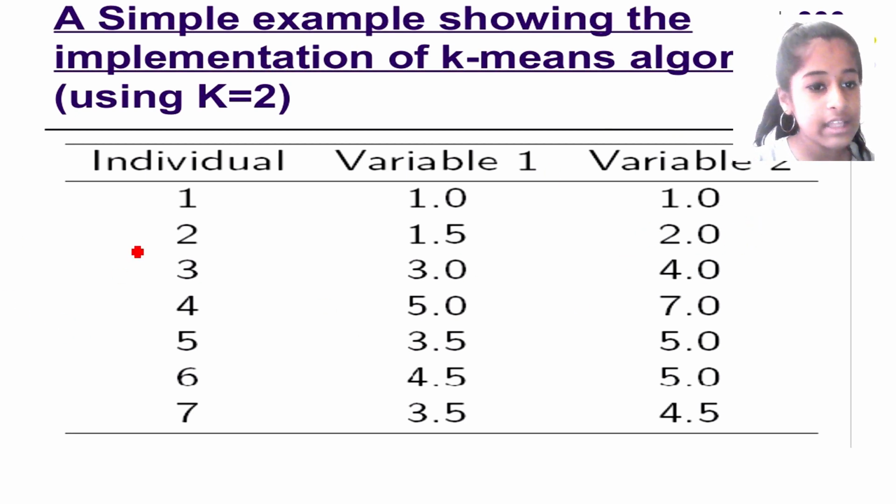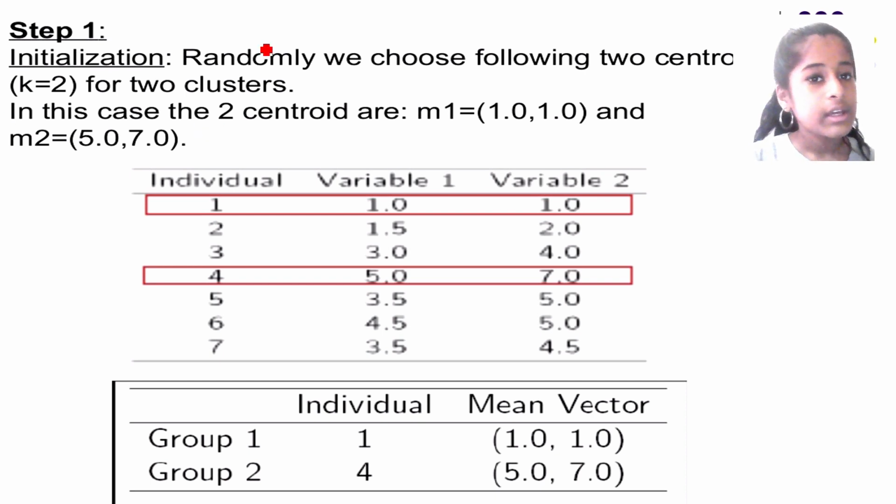So now you can just guess the centroid. This centroid is going to be the third individual, and it's going to be somewhere near the fifth or fourth individual. So randomly we choose the following two centroids. In this case, the two centroids are M1, as I told you guys here. This is the first centroid, and this one is going to be the second centroid. So here we are just taking two random centroids. I told you guys, this is just a random centroid.